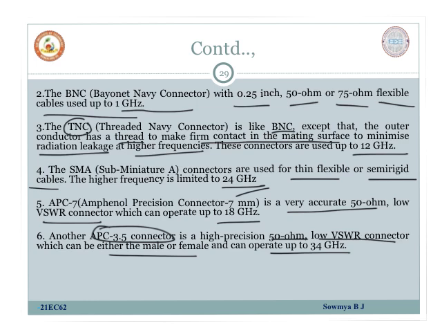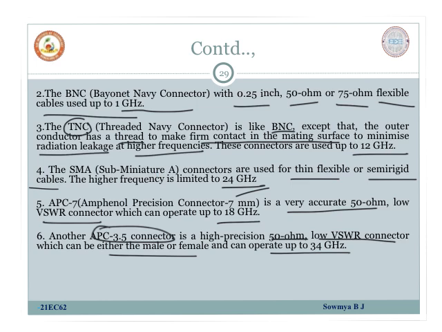The second one is BNC with 0.25 inch, 50 ohms or 75 ohms flexible cables up to 1 gigahertz. Third one is TNC, threaded navy connector. It is like BNC. The outer conductor has a thread to make firm contact in the mating surface to minimize radiation leakage at higher frequencies. This is used up to 12 gigahertz.